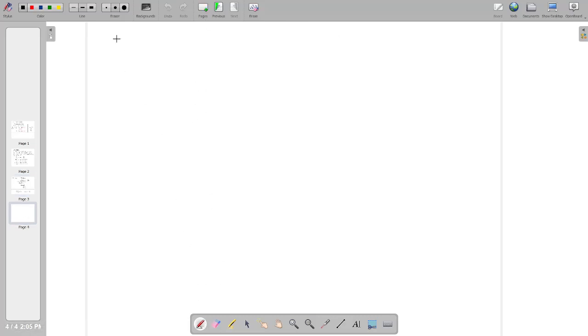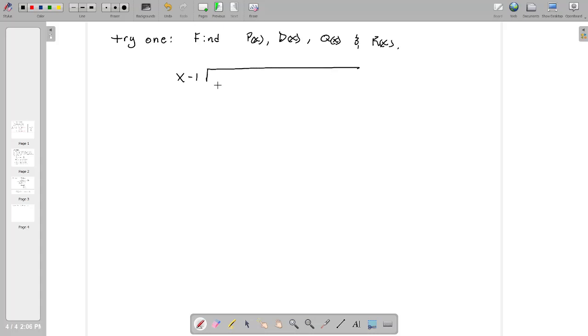I want you to try one now, and then we'll do another example. It's a little bit more complicated. Find d of x, q of x, and r of x, if we have the division x minus 1 being divided into x to the 4th plus 5x cubed plus 3x squared minus 2x plus 5.